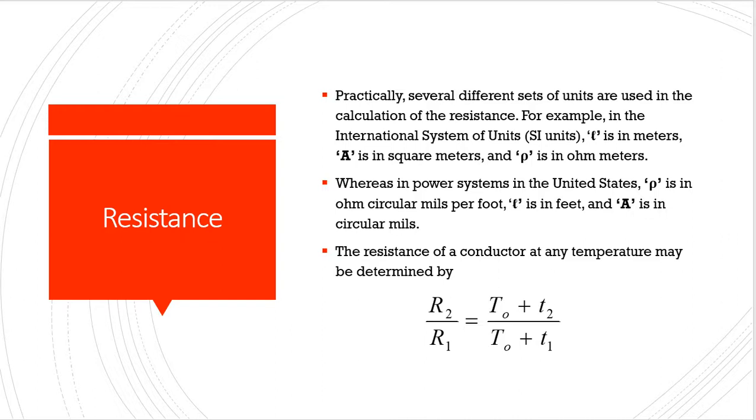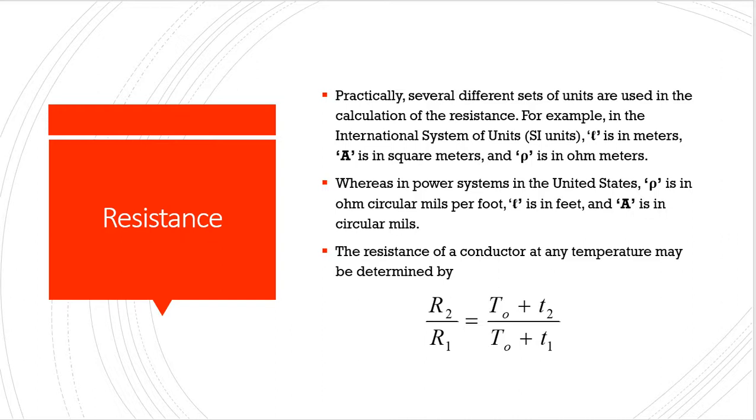Therefore, we can say that the resistance of a conductor at any temperature may be determined by R2 divided by R1 equals T naught plus T2 divided by T naught plus T1. Basically, if a conductor is conducting power at a temperature T1, and afterwards this temperature is changed to T2, then its resistance at T1 will be different compared to its resistance at T2.